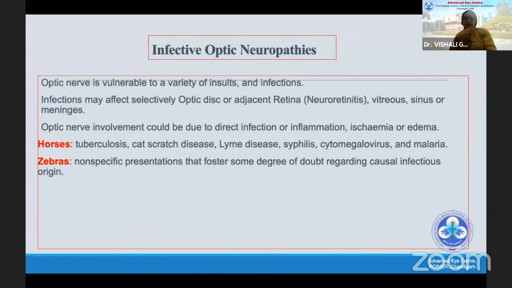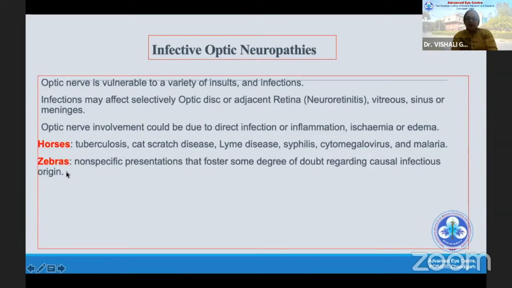Now, when we talk of infections, there are some very typical infections which I have labeled as horses, like tuberculosis, cat scratch, Lyme, syphilis, CMV. These are the kind of infections which you should be suspecting. Malaria, maybe you don't see it that commonly in optic involvement.